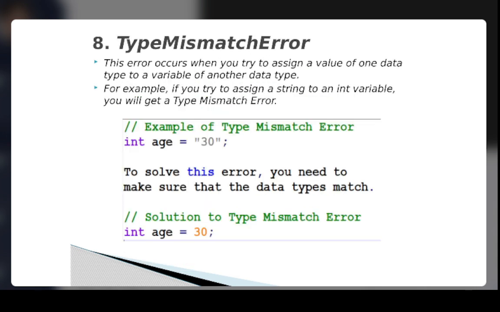Type mismatch error. This error occurs when you try to assign a value of one data type to a variable of another data type. For example, if you try to assign a string to an int variable, you will get a type mismatch error.